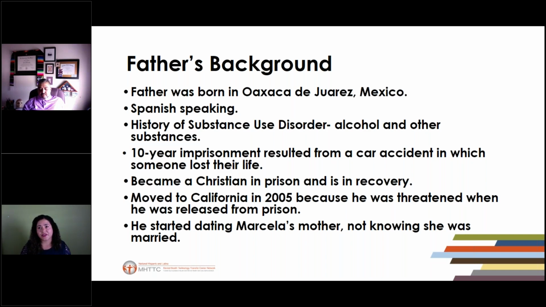And after he was released from jail, he was threatened that the family of the person that he killed was gonna kill him. So that's why he immigrated to California, as he explained during our sessions. And while he was in prison, he said that he became a Christian and he started recovering from substance use. And when he started living in California, that is when he met my client's mom.